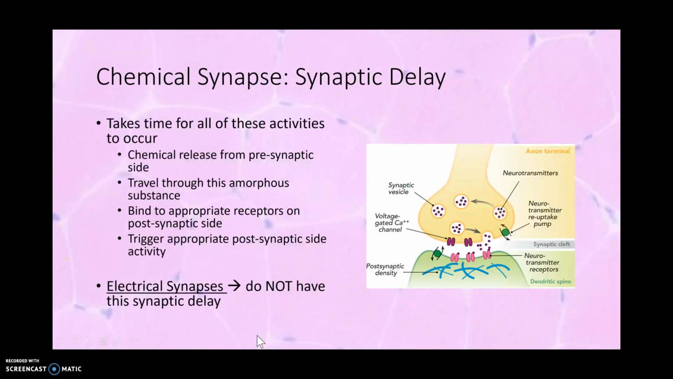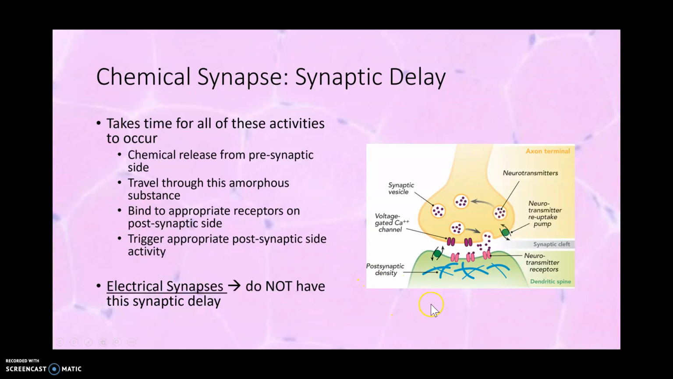So continuing with chemical synapses, all chemical synapses have what's called a synaptic delay. It takes time to initiate all of these activities. The chemical needs to be released from the presynaptic side, which is right here, our storage vesicles. We're going to get into the steps in a second. But ultimately, we need to release the substance, which, when we're talking about a motor end plate, is acetylcholine. This chemical needs to be released from the presynaptic side, go through this amorphous substance, and attach to the receptors on the postsynaptic side in order for an action potential to be propagated.